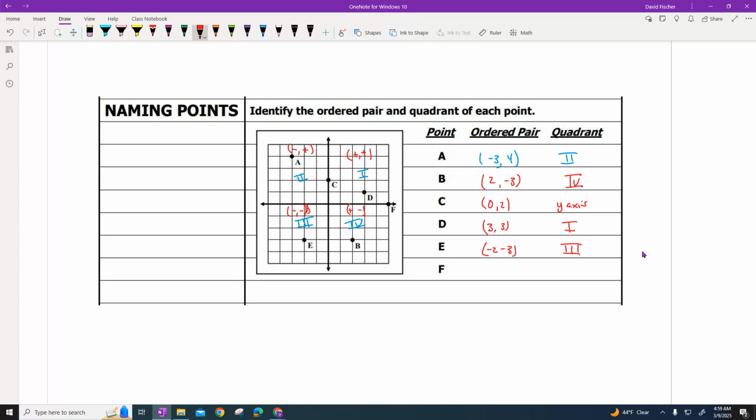Let's see, last one, F. Where is, oh, there he is, way over there. So when I go 1, 2, 3, 4, 5 to the right, and don't go up or down, he's on the x-axis. Okay, pretty easy, I hope.